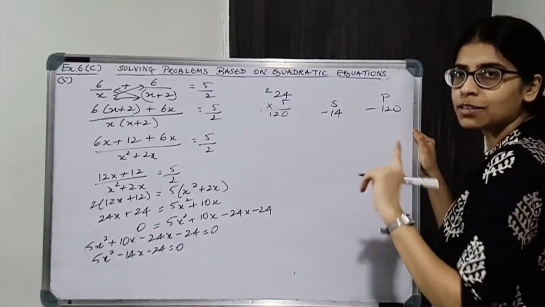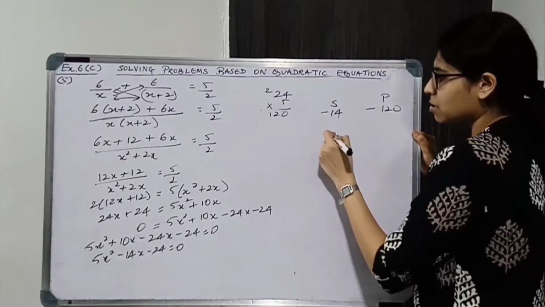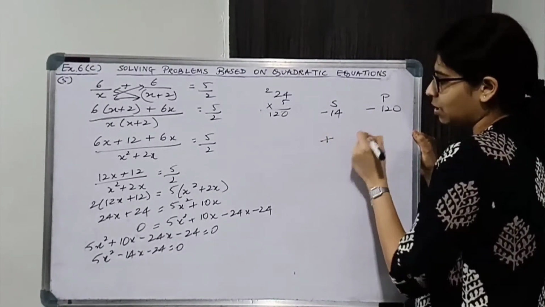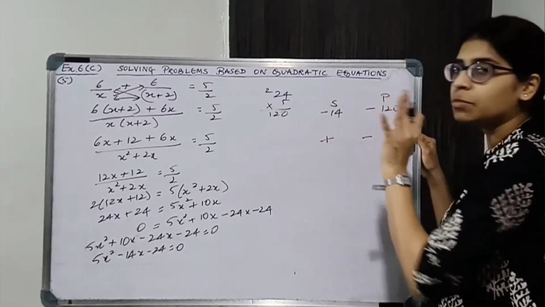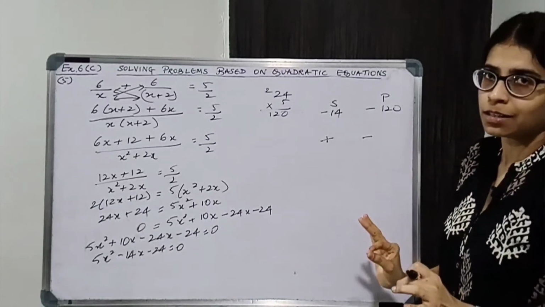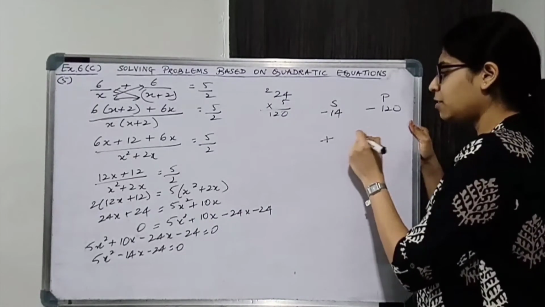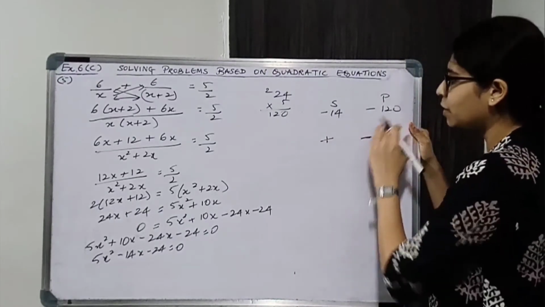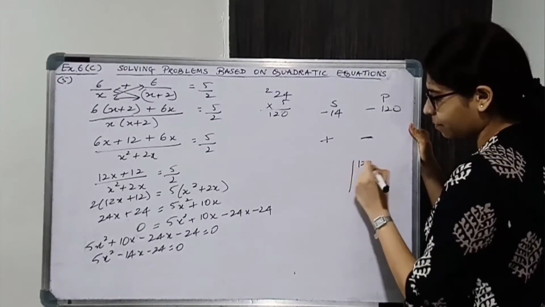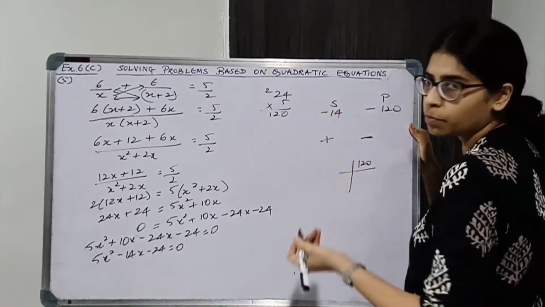Product is negative. It means both the factors have opposite sign. You have to subtract the factors. So one factor is positive, other is negative. Sum will tell you sum is negative, मतलब greater number negative है. Sum का sign is greater factor का sign. Greater factor is negative, smaller factor is positive. So let's find the factors of 120. Okay, difference should be 14.